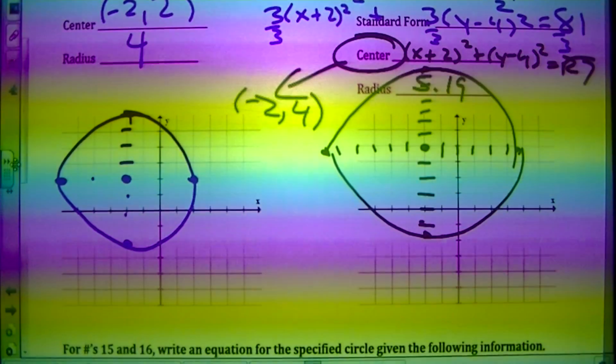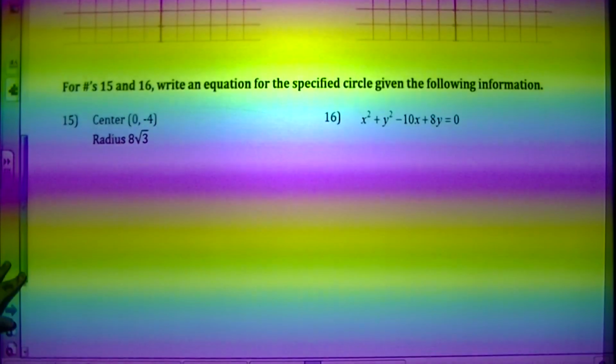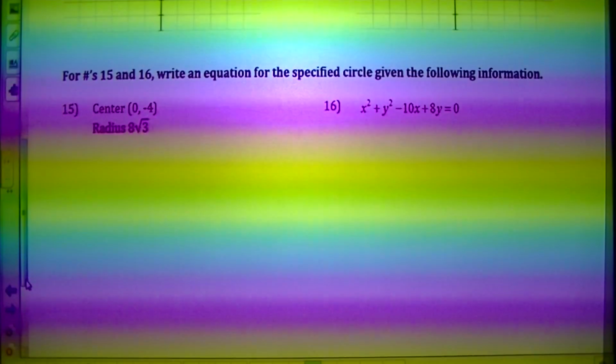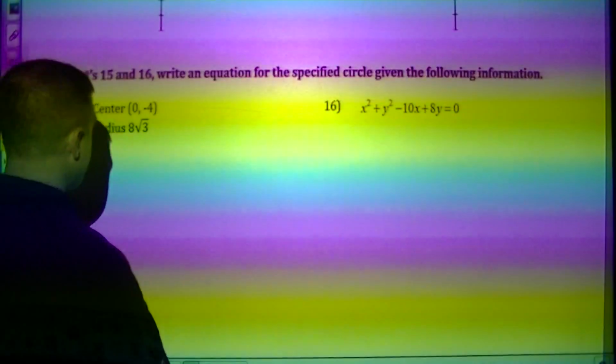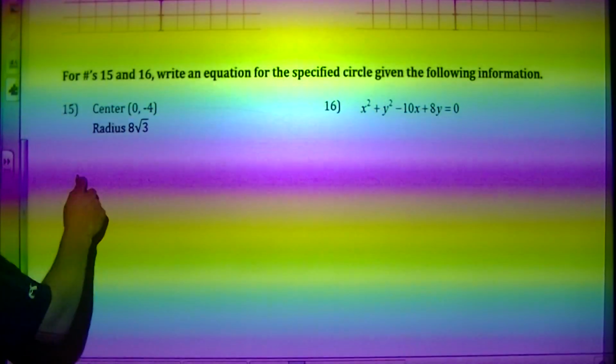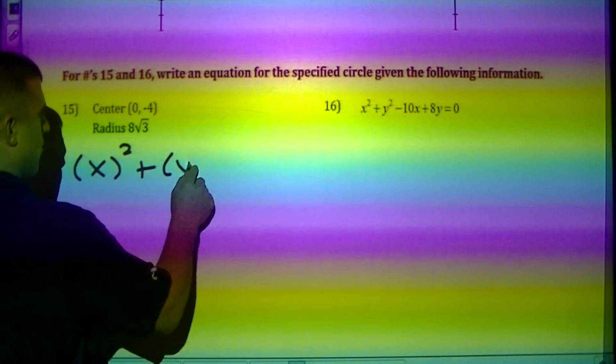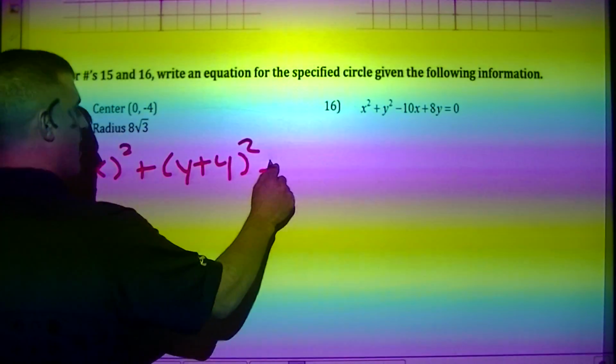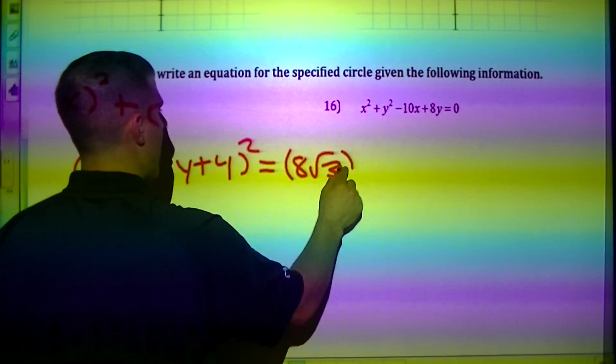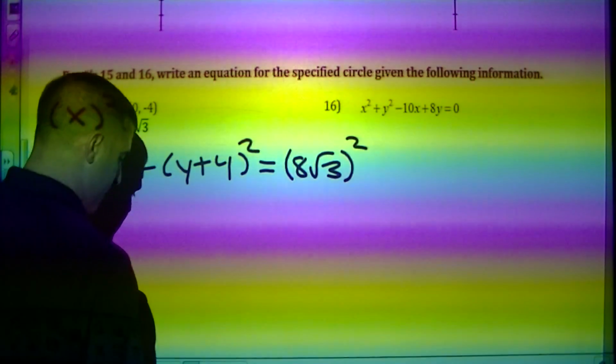Okay, there's your circle. Okay, last 2 questions. Okay, write the equation. All right, so what I'm going to have here is I'm going to have x squared, because 0 means nothing there, y plus 4 squared, okay? I'm going to square this amount, okay? And I'm going to square that amount.